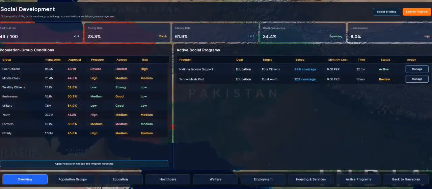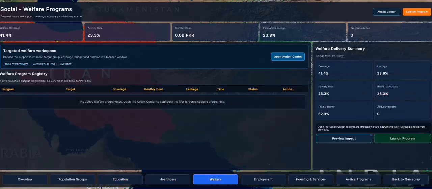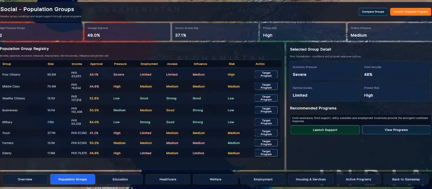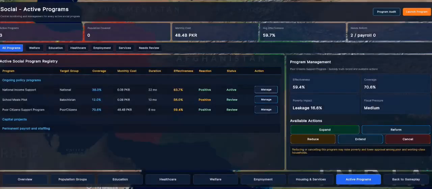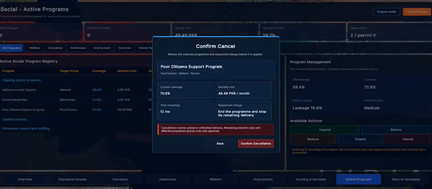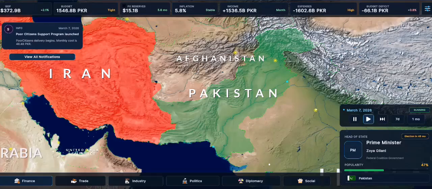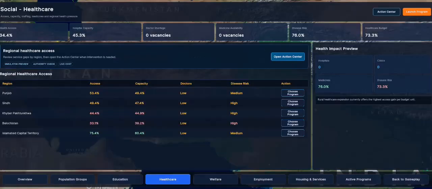A nation is more than its treasury, factories, and parliament. It is its people. Monitor poverty, inequality, unemployment, education, healthcare, housing, public services, and the pressures facing different population groups. Launch targeted welfare, healthcare, education, employment, and housing programs. Expand successful policies, reform weak delivery, or cancel programs the country can no longer afford. Every program can improve lives and strengthen public support, but every promise must be financed.